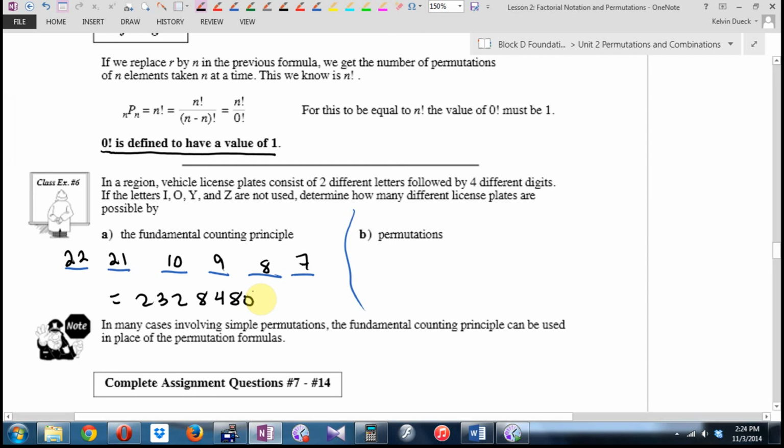Or I could have used permutations. How many choices do I have for letters if I remove the first 4 letters that they mention? How many letters are left in my Scrabble bag? Permutate. How many of them am I picking? 2. And how many digits are there? 10. Permutate. How many am I picking? Try typing that in. I bet you get the same answer. Do you? Yep.